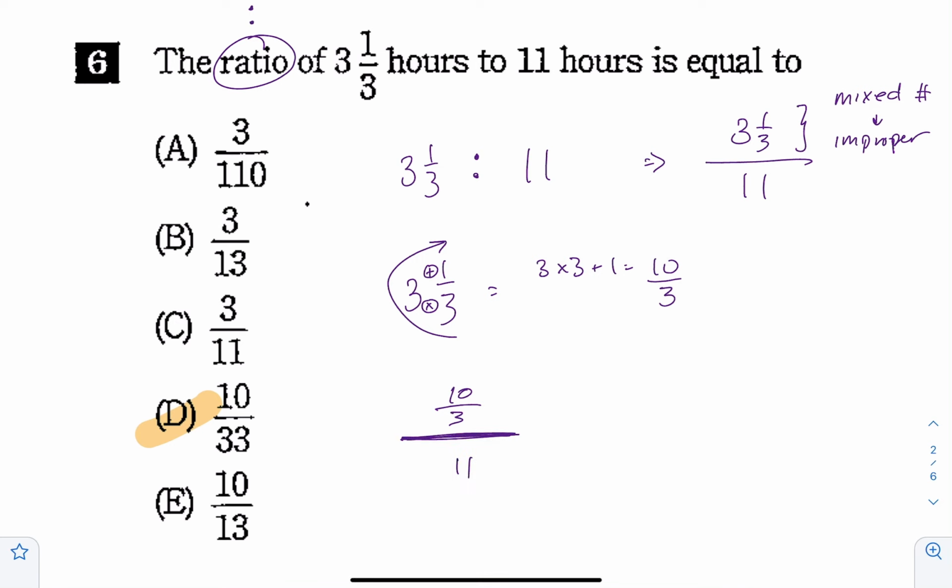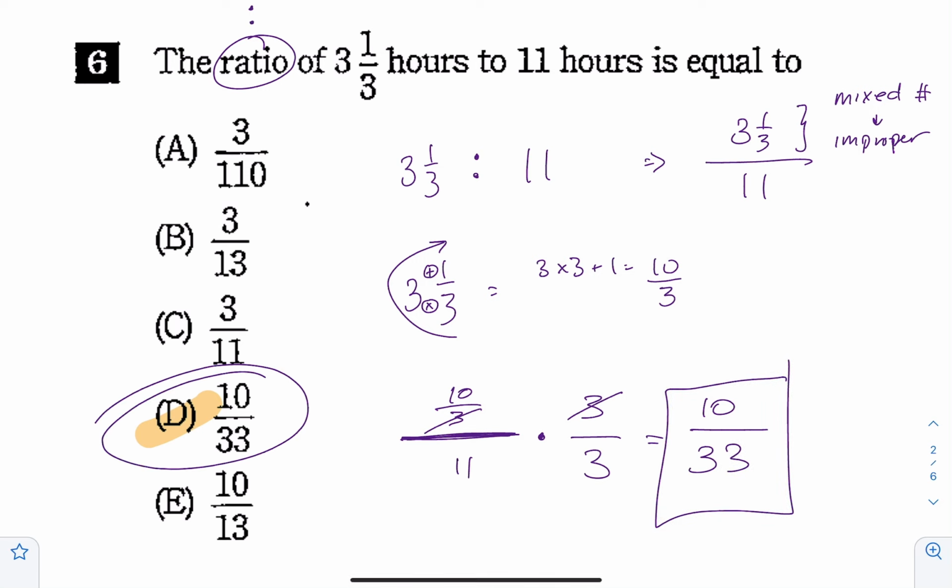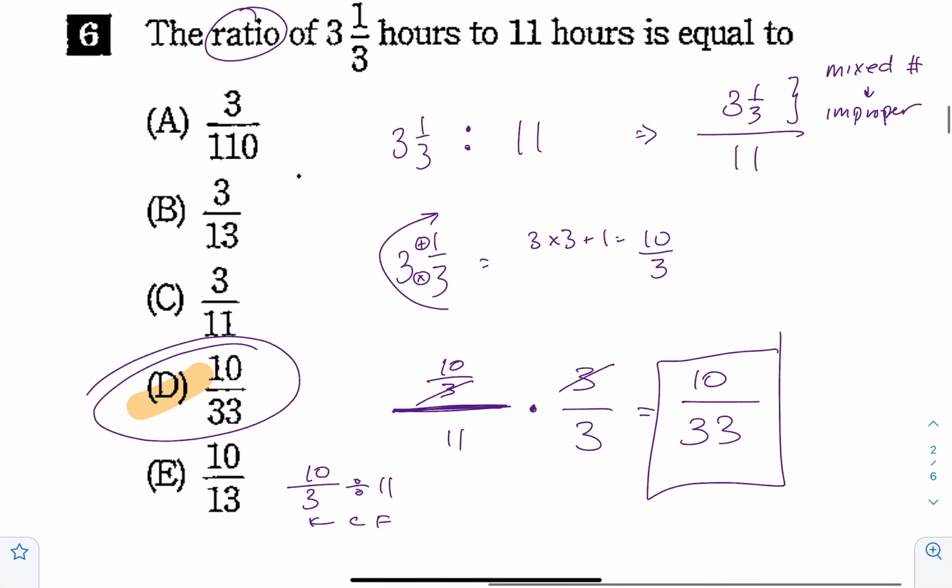And from here, you can multiply the numerator and the denominator by 3 over 3. And that will give you 10 in the numerator and 33 in the denominator. And that's choice D. You can also do keep, change, flip. When you do 10 over 3 divided by 11, when you KCF, this turns into 10 over 3 times 1 over 11, or 10 over 33. Get the same answer either way.